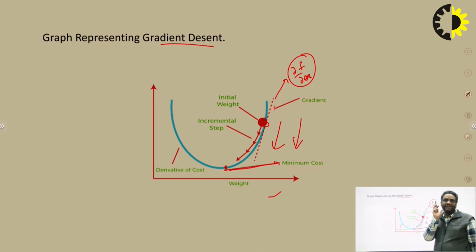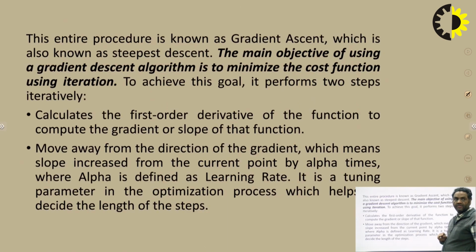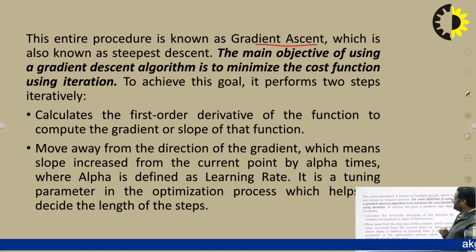So this is the derivative of the cost in the downward direction. Next, the gradient must be less than the previous one. This is how we can find it. Let's see, the entire procedure is known as gradient descent, which is also known as steepest descent.